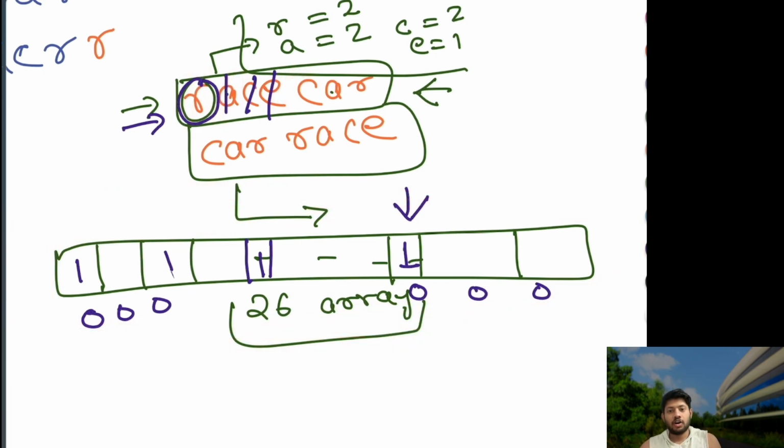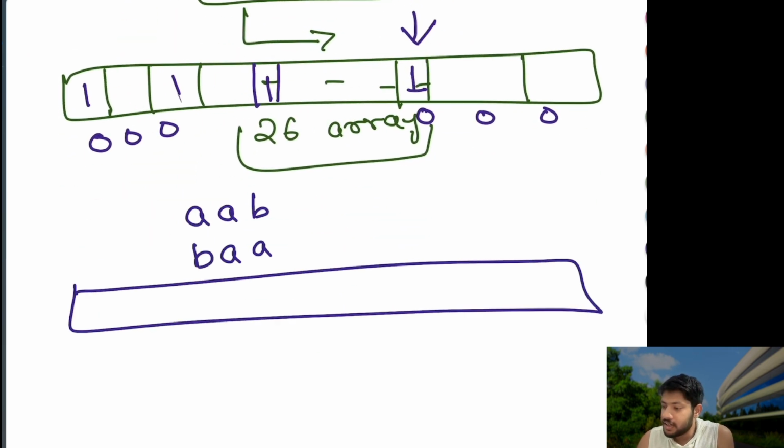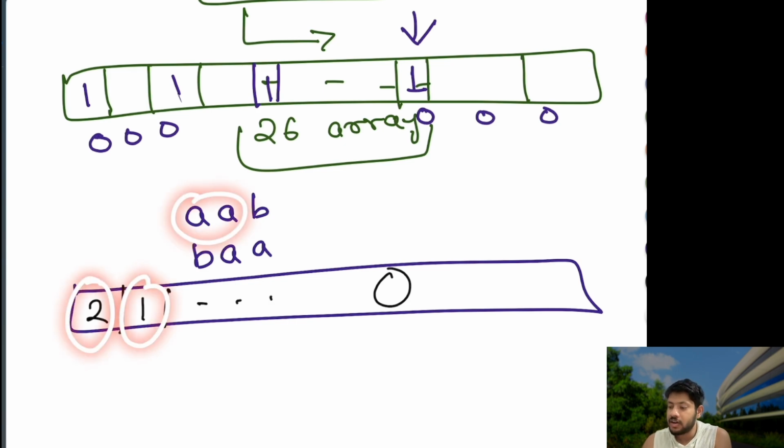and in the array I can store the count for each of my characters. For the first string I can increase the count, and for the second string I will try to decrease the count. For example, let us say I have a string AAB, another string is BAA. For this, if this is our first string, our first element in the array is going to be 2, second element is going to be 1, others are going to be 0. First is A, second is B. So we have 2A, 1B.